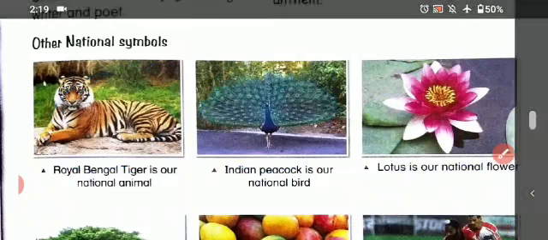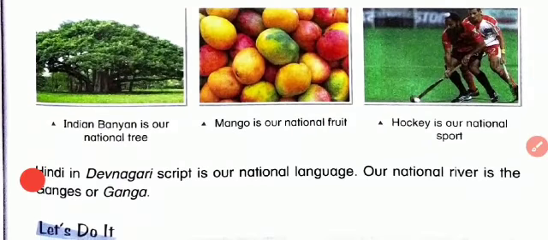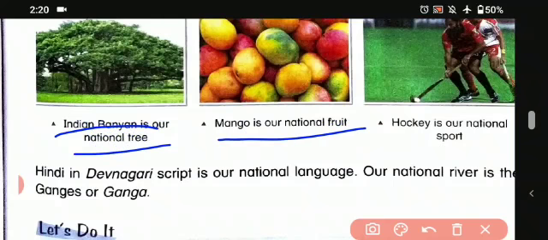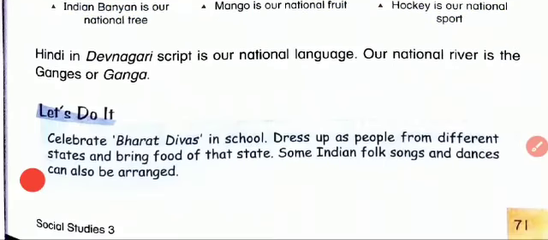Then in India, the banyan tree is our national tree. Mango is our national fruit and hockey is our national sport. Now, Hindi in Devanagari script is our national language. Our national river is the Ganges or Ganga.